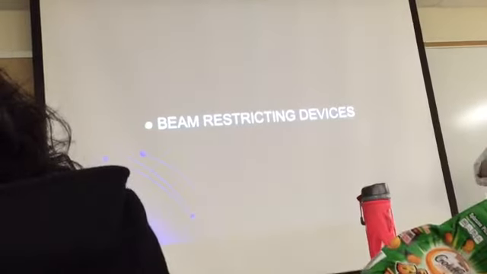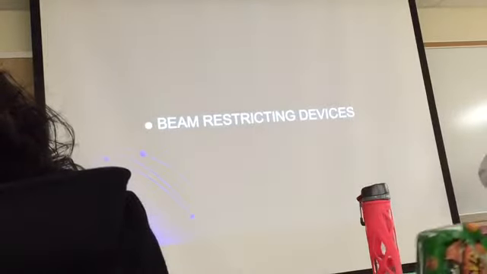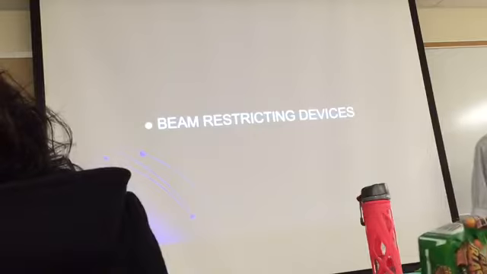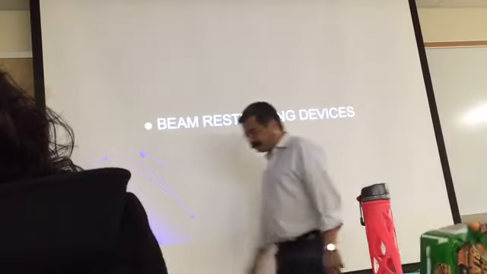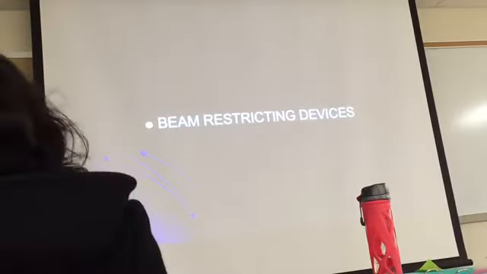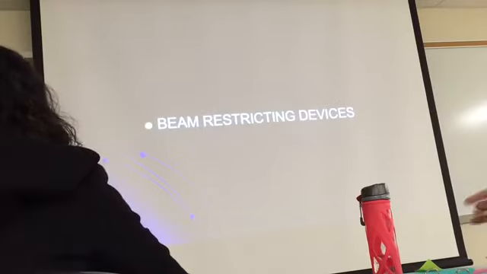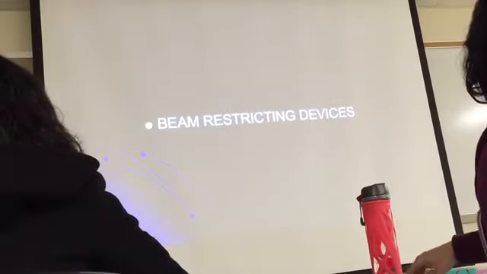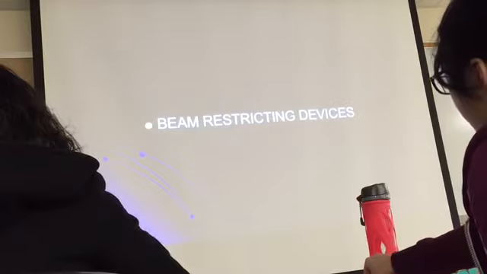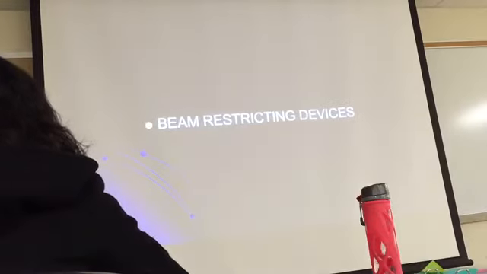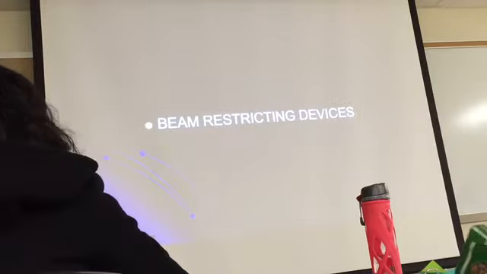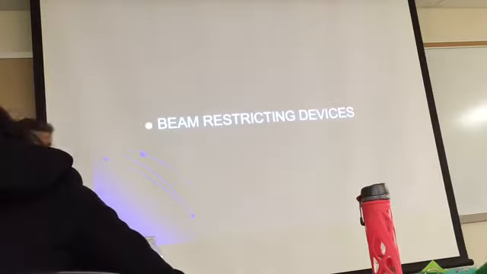Collimation, let's talk about different types of collimation, why we use collimation, etc. The first thing you have to think about when you hear beam collimation is that you're restricting the beam. The main purpose is radiation protection. Write it down. That should be number one.